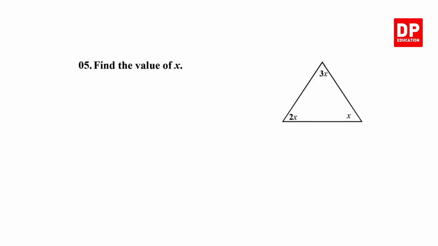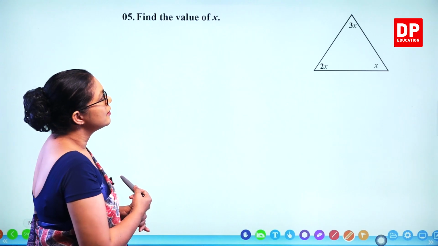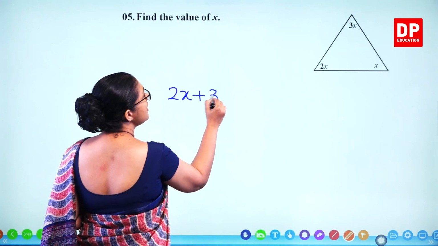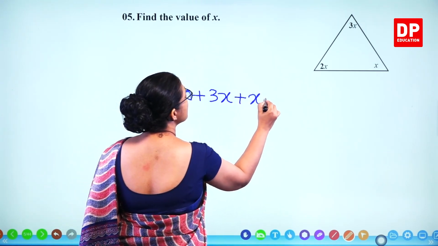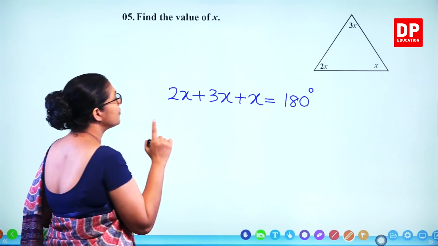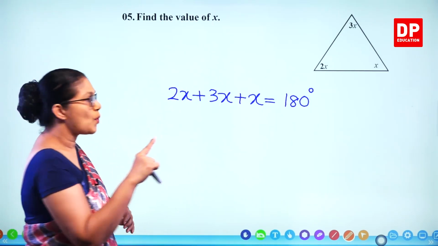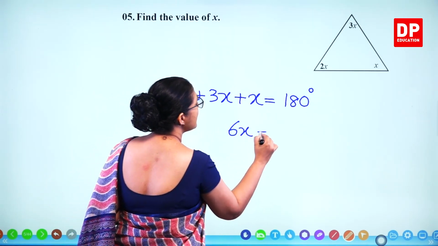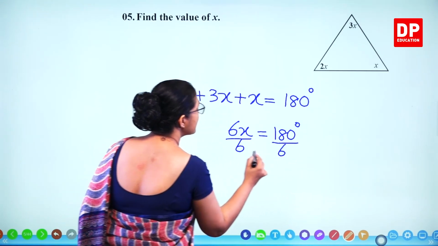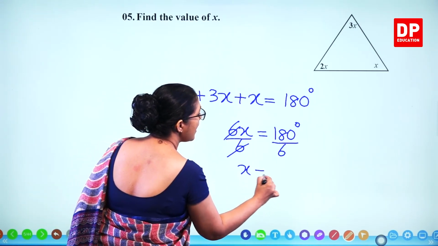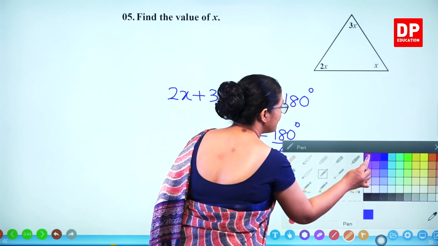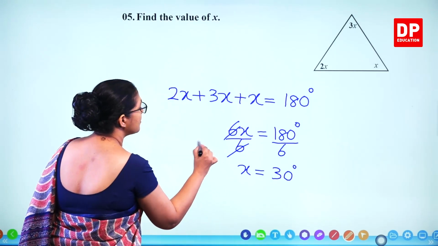Question number 5. Find the value of x. So, sum of angles inside 2x, 3x and x is equal to 180. So, 2 plus 3, 5, 5 plus 1, 6x. 6x equals 180. Divide both sides by 6. You get x equals 30 degrees. So you are getting 2 marks.